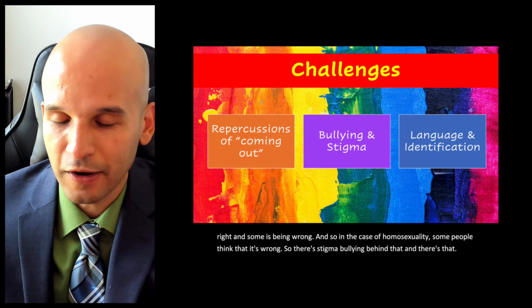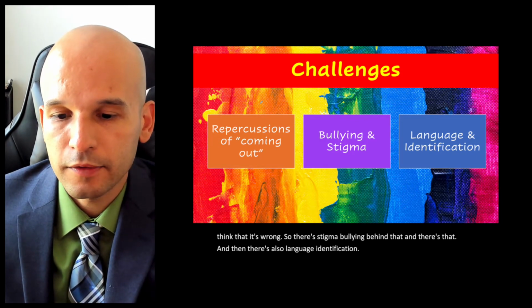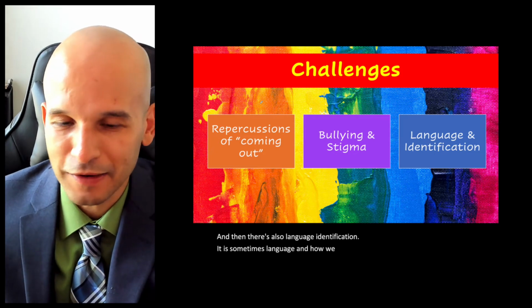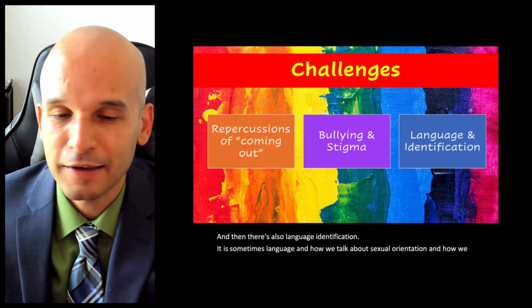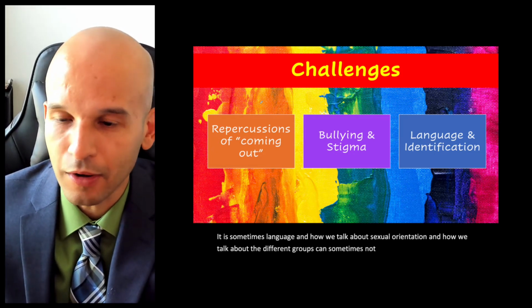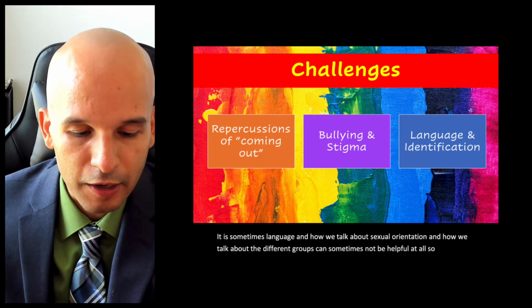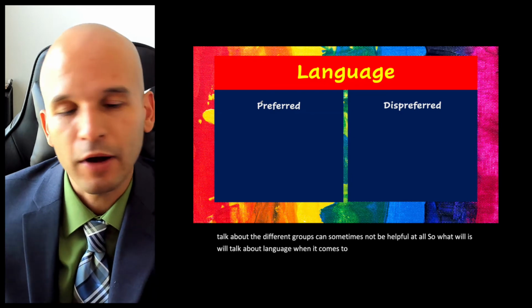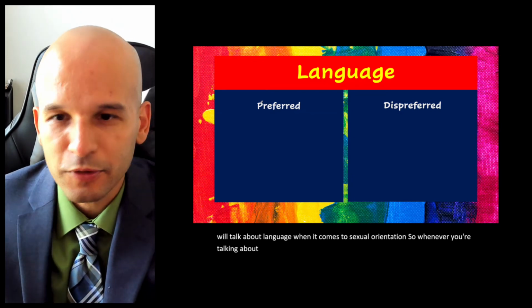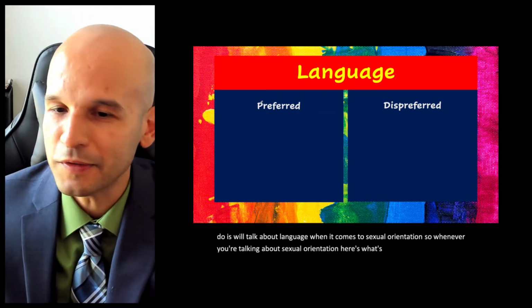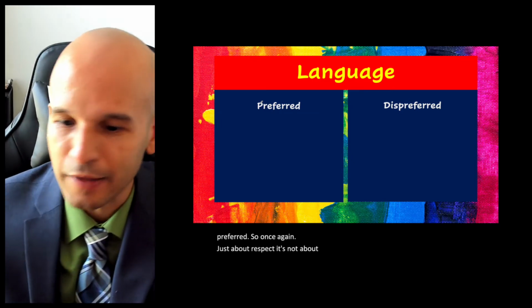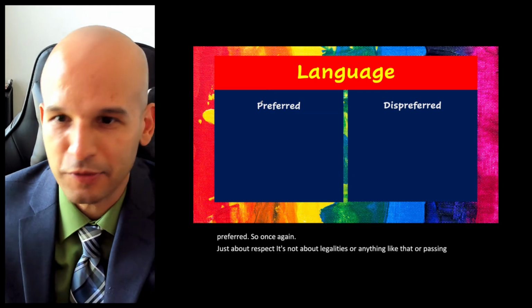And then there's also language and identification. Sometimes language, and how we talk about sexual orientation and the different groups, can be not helpful at all. So we'll talk about language when it comes to sexual orientation. Whenever you're talking about sexual orientation, here's what's preferred versus what's dispreferred. Once again, it's just about respect. It's not about legalities or passing a quiz. It's just about being respectful.